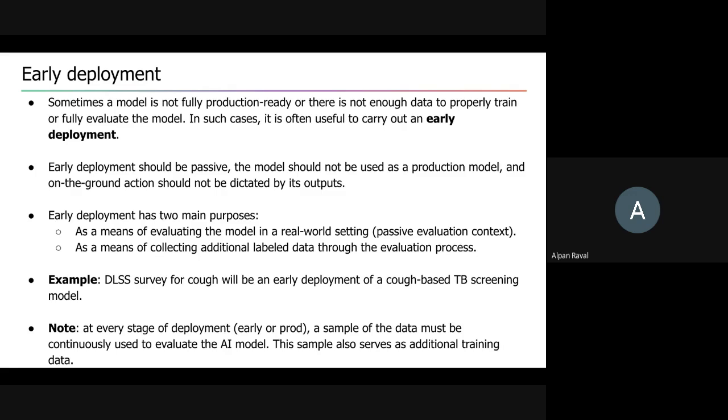So for example, we are planning this DLSS. I don't remember the full form of the acronym, but it's a community based survey for the CUF solution, which will be an early deployment. And there we will be collecting additional data as well as evaluating our existing model at the same time.